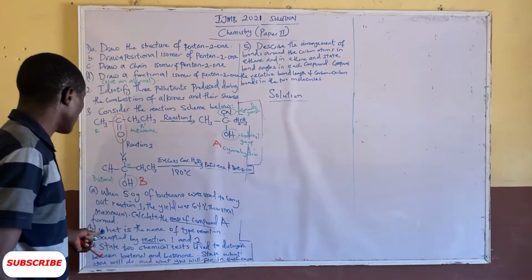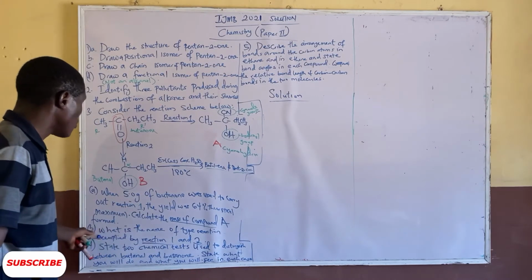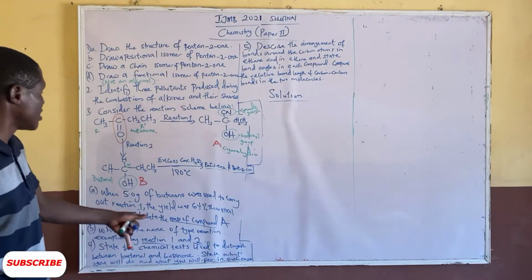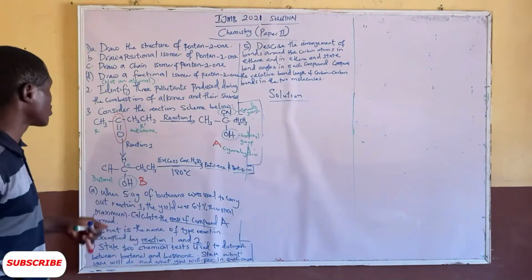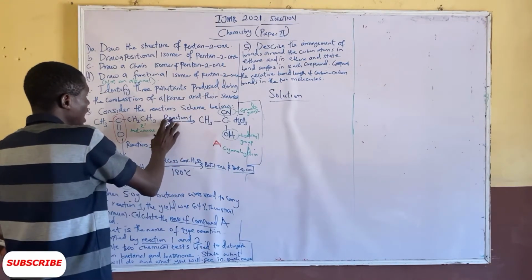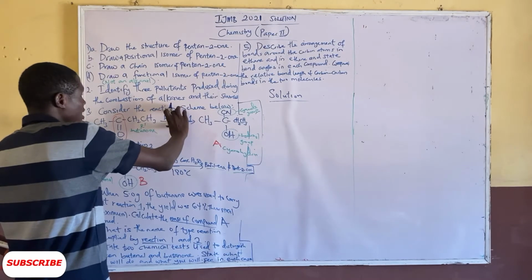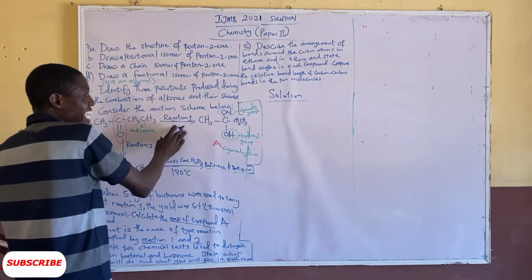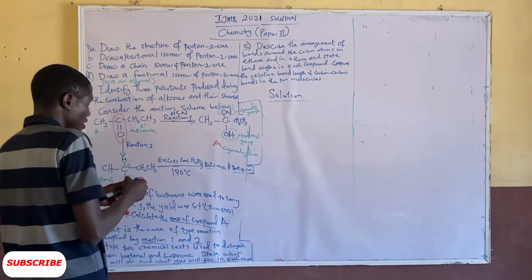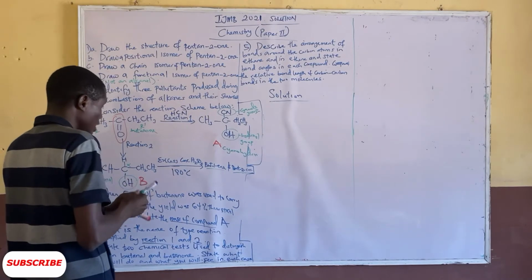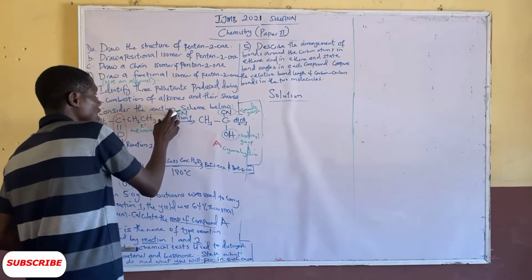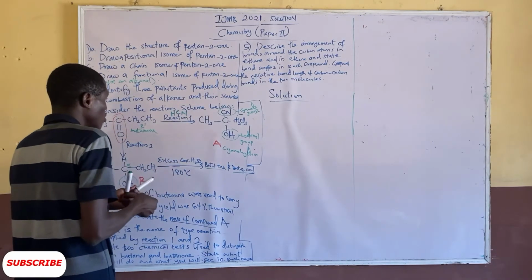Question B of number 3 says: what is the name of the type of reaction exemplified by reaction 1 and reaction 2? Look at reaction 1. I've told you that reaction 1 involves the addition of hydrogen cyanide. So it's an addition reaction.